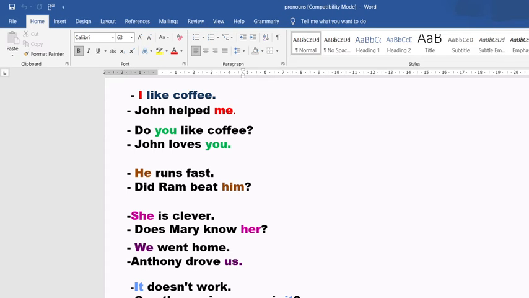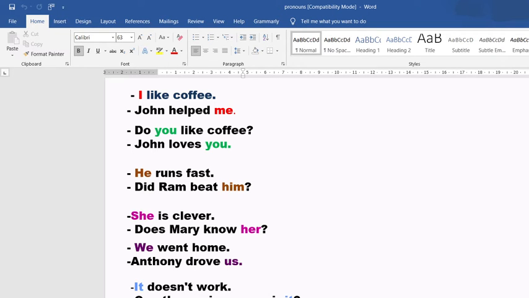It doesn't work. Can the engineer repair it? So the first it is used as a subject. It doesn't work. What doesn't work? It. So the question and the answer you are getting, it is actually talking about it. Can the engineer repair it? What does the engineer repair? Or what can the engineer repair? The thing is it, and it is written in the object place.